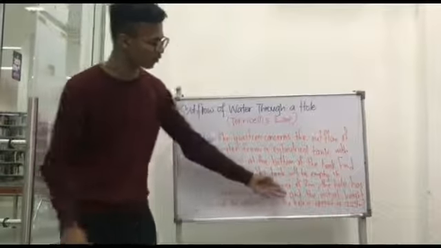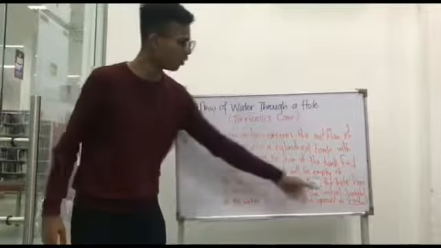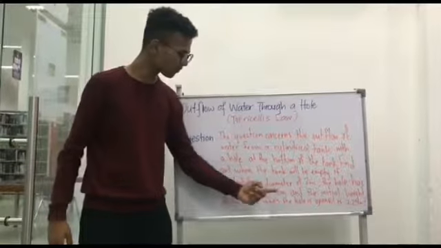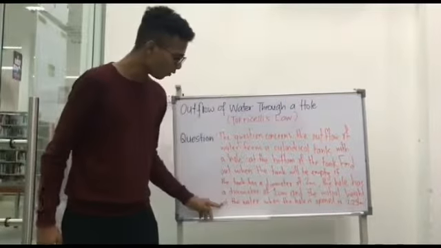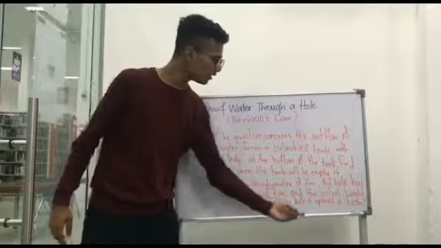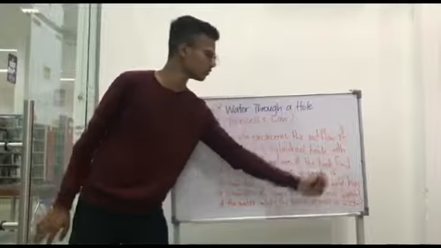We have to find out when the tank will be empty, if the tank has a diameter of 2 meters, the hole has a diameter of 1 cm, and the initial height of the water when the hole is open is 2.25 meters.